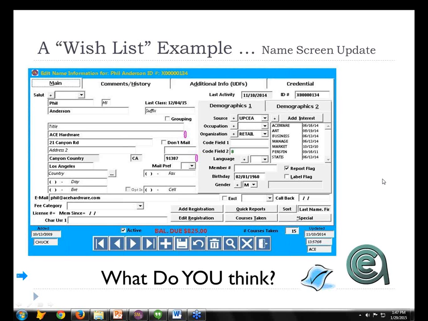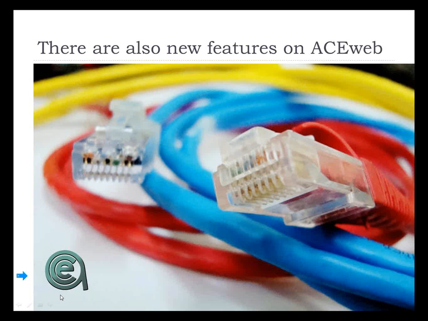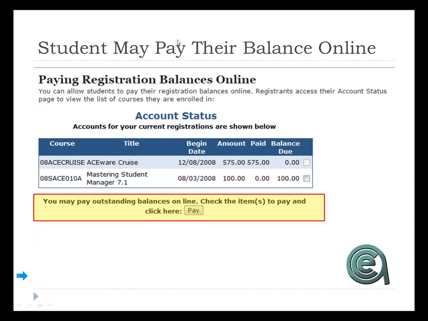And that's where we want you to call, write, send us a letter, carrier pigeon, smoke signals, Morse code, we'll take it any way we can. So, all right, thanks, guys. New features on AceWeb. And again, in terms of wish list items, a couple of things for you to be aware of.